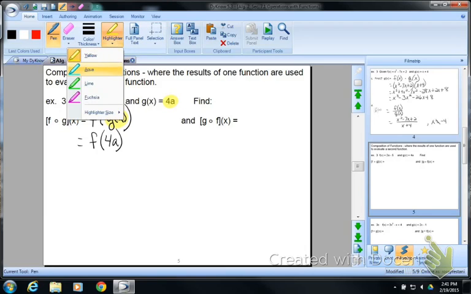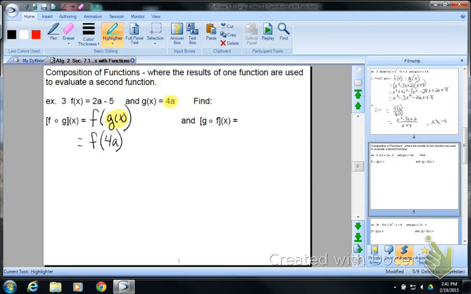Then we are going to replace the a in the f function with 4a. So right here, in the f function, we're going to copy down the f function, but in the variable, what are we replacing that a with? 4a. Very good. So that's 2 times 4a minus 5. So that's 8a minus 10. It's kind of like, think of two sets of substitution in one problem.